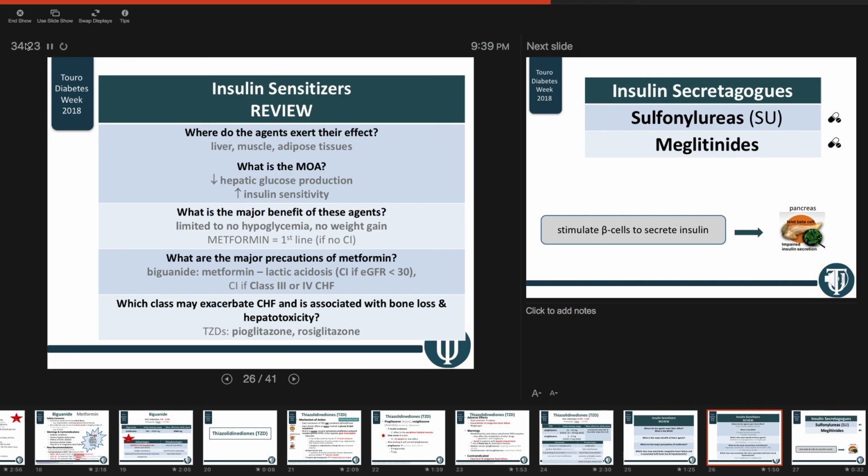What are the major precautions of metformin? For metformin, we need to worry about lactic acidosis, especially for those whose eGFR is lower than 30. Also, for those who have class 3 or 4 congestive heart failure, we will not use metformin. The last question, which class may exacerbate CHF and is associated with bone loss and hepatotoxicity? They are the TZDs, pioglitazone and rosiglitazone.